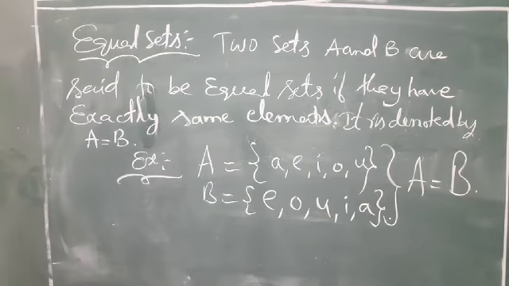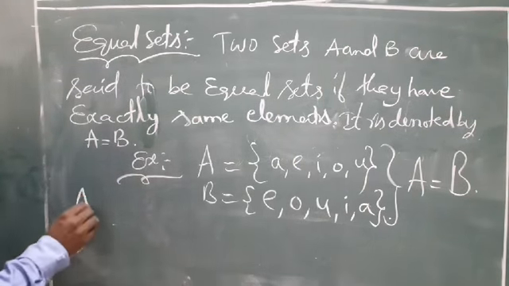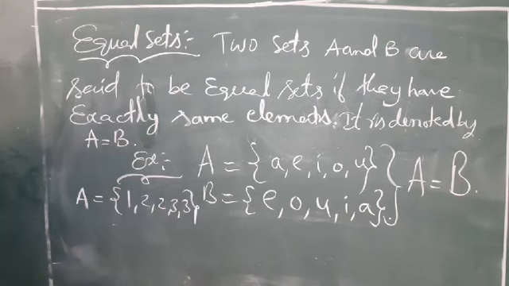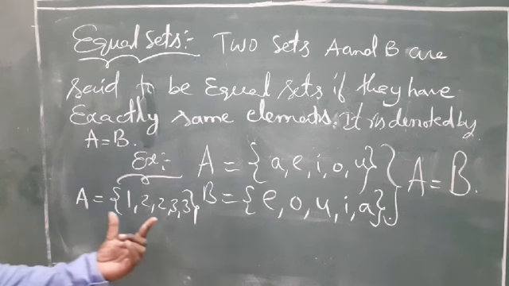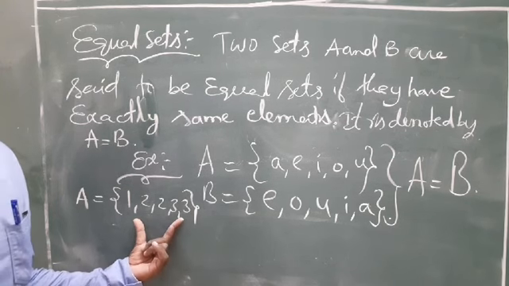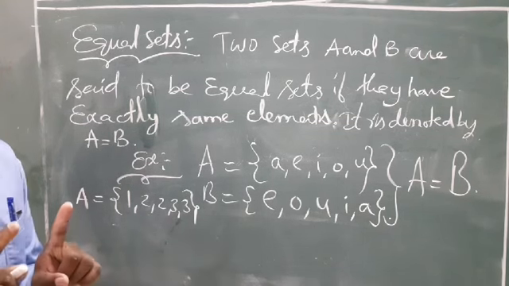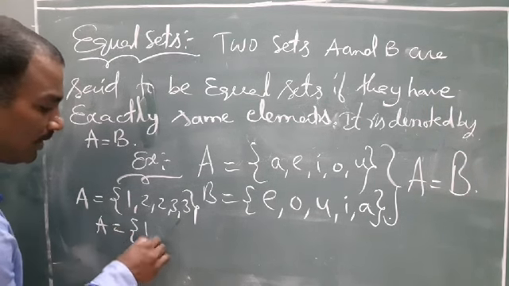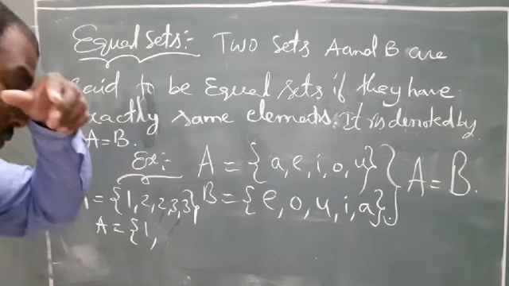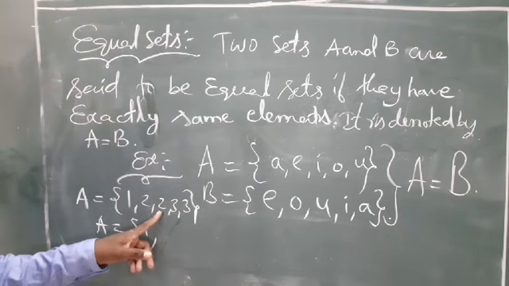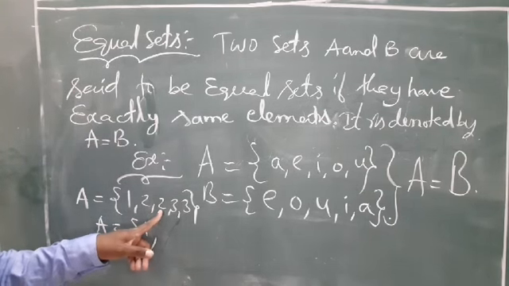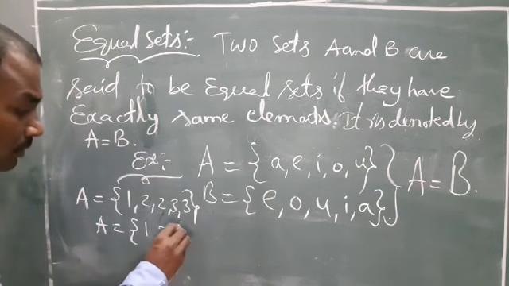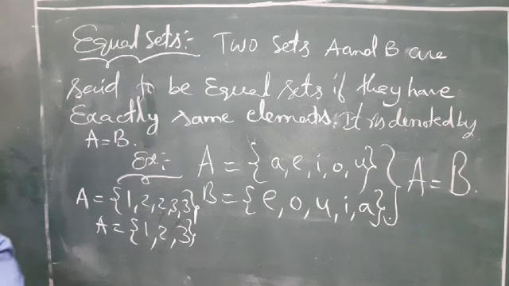I understand? So this is called equal sets. For example, one more. A is equal to 1, 2, 2, 3, 3. A set having repeated elements, but we are taking each only once. Here 1 is there. Here 2 is repeated 2 times, but we take it 1 time. Here 3 is repeated 2 times, but we take 3 once. So A is equal to 1, 2, 3.